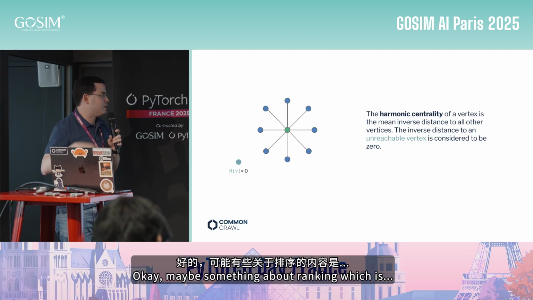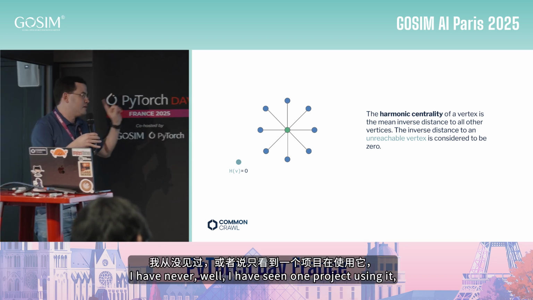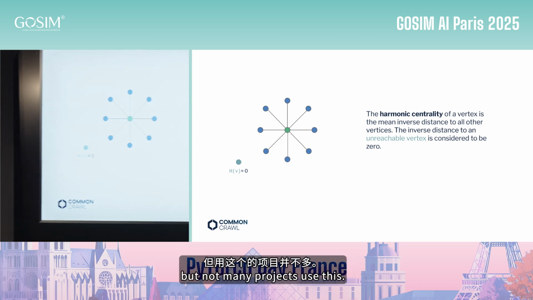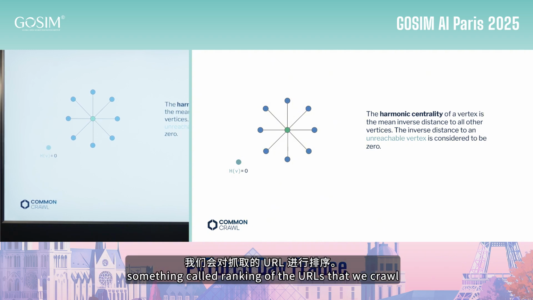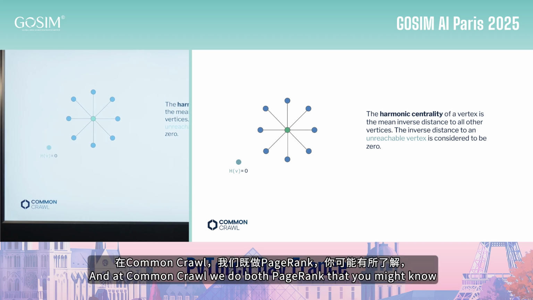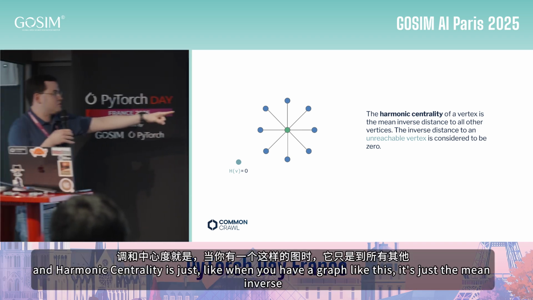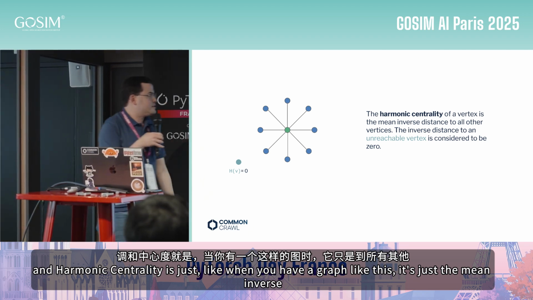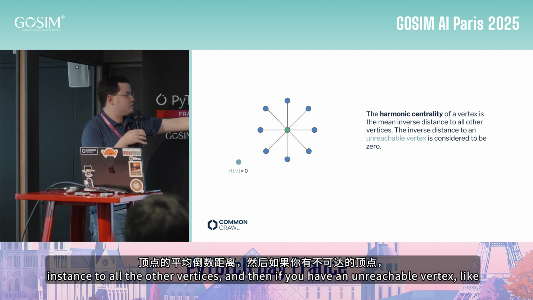Okay, maybe something about ranking, which I have seen one project using, but not many projects use this. Well, at Common Crawl and in web search in particular, we do something called ranking of the URLs that we crawl. And at Common Crawl, we do both PageRank that you might know and harmonic centrality that not many people know. And harmonic centrality is just, when you have a graph like this, the mean inverse distance to all the other vertices.